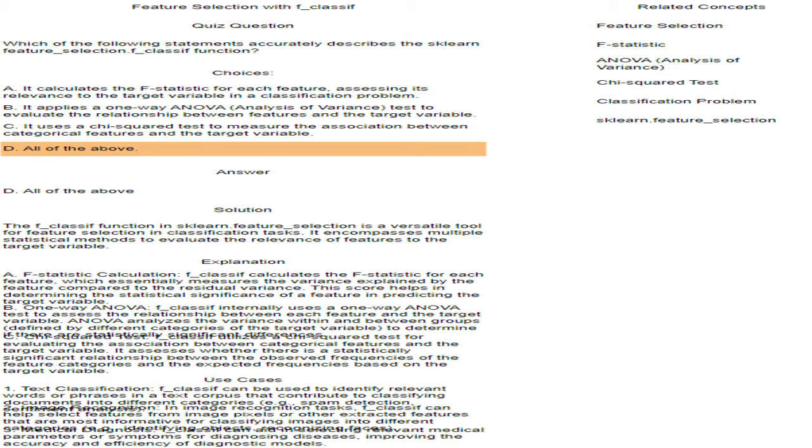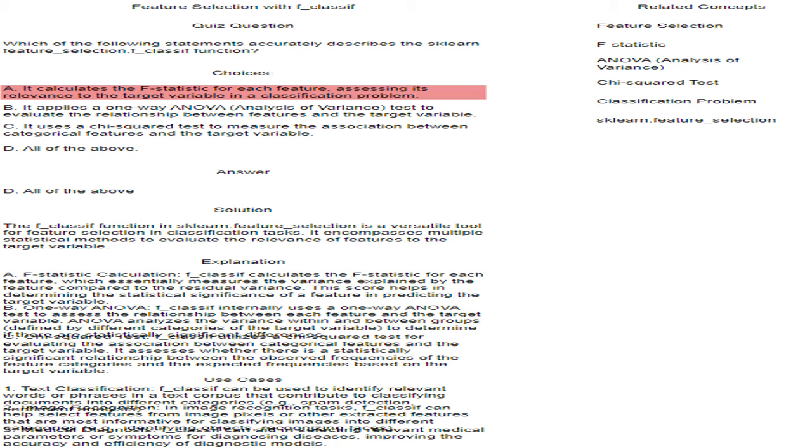Correct. The f_classif function calculates the F statistic for each feature. The F statistic measures the ratio of the variance explained by the feature to the residual variance. A higher F statistic indicates a stronger relationship between the feature and the target variable, suggesting greater relevance. F statistic. Correct. f_classif internally uses a one-way ANOVA test to assess the relationship between each feature and the target variable.